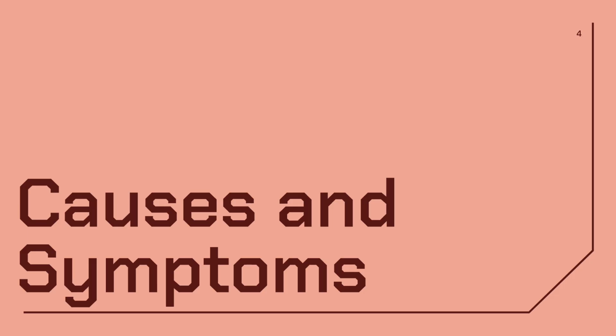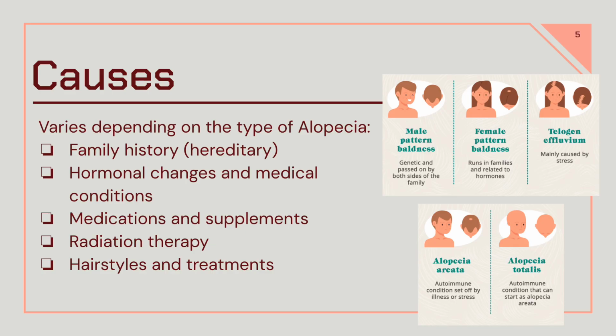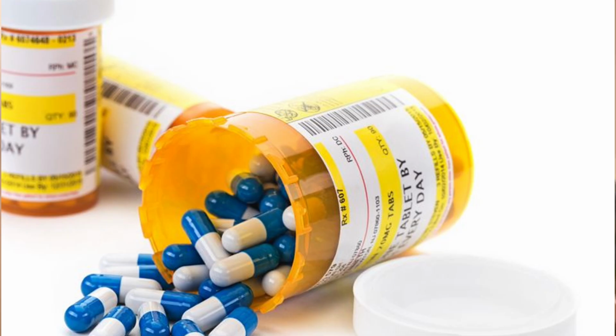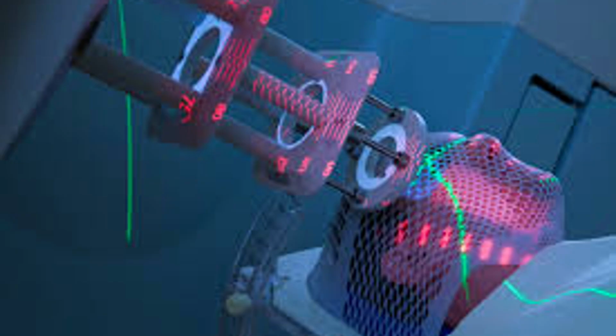So for causes of alopecia, one of the most common causes includes heredity and family history. Next is hormonal changes and medical conditions. One of the medical conditions includes alopecia areata, which can lead to patchy hair loss and scalp infection. Medication and supplements: side effects of certain drugs for cancer treatment or arthritis treatment can lead to alopecia.